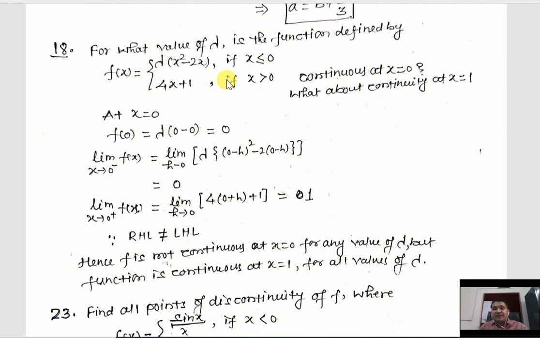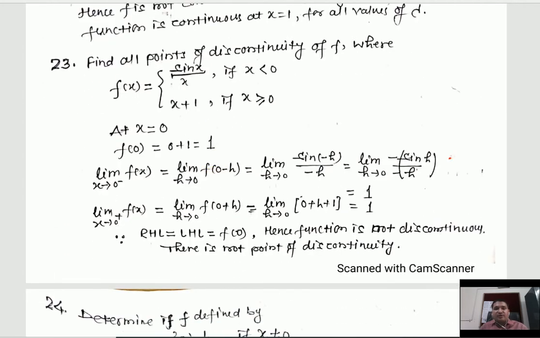If you check the continuity at x is equal to 1, it will lie over here. Left hand limit, because x greater than 0 is what? This value, 1, is greater than 0. So the left hand limit and right hand limit will lie over here. Therefore both exist over here with the same value, therefore the function is continuous at x is equal to 1.